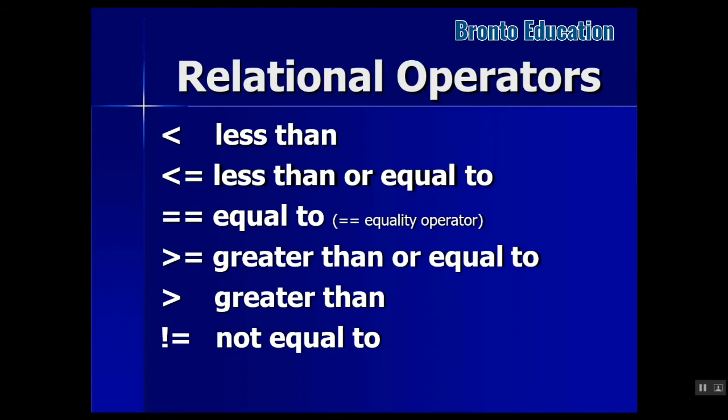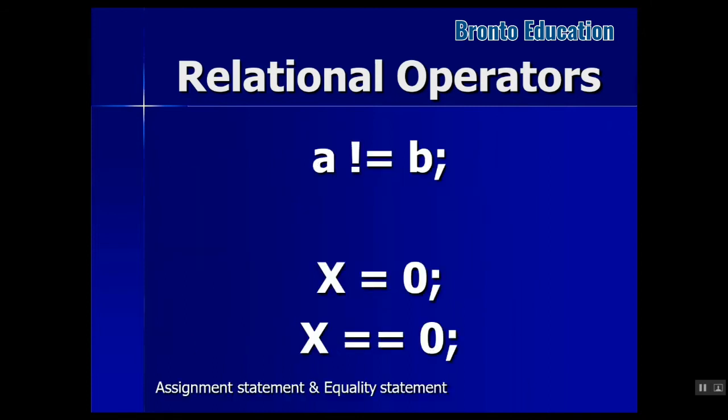We will discuss that later. Equal equals, when you want to check equality: if these two variables are equal, then say they are equal. If Marwa's age is equal to Ali's age, then Marwa and Ali are the same age. Greater than or equal to, as I said before, greater than or equal to 0, and not equal. If they are not equal, they are not the same age. Here there is an example: A not equal to B, or here x equals 0 and x equal equal to 0. There is a difference.